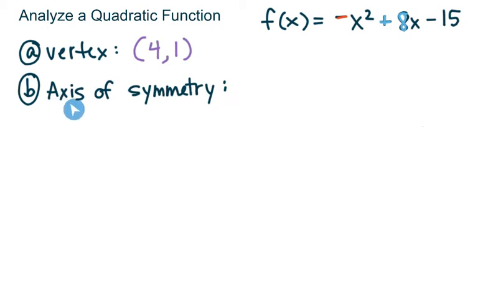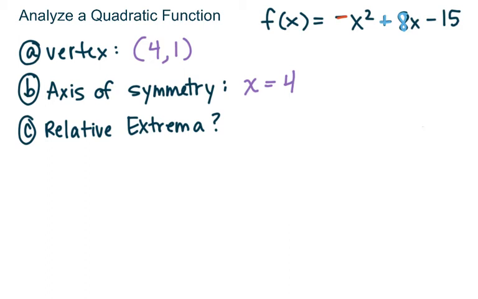For part B, we're going to find the axis of symmetry. Now remember, the axis of symmetry passes through the vertex. The axis of symmetry is always a vertical line. The equation of a vertical line is x equals some number. What does that x value equal in the vertex? And the answer is 4. So the axis of symmetry occurs at x equals 4.